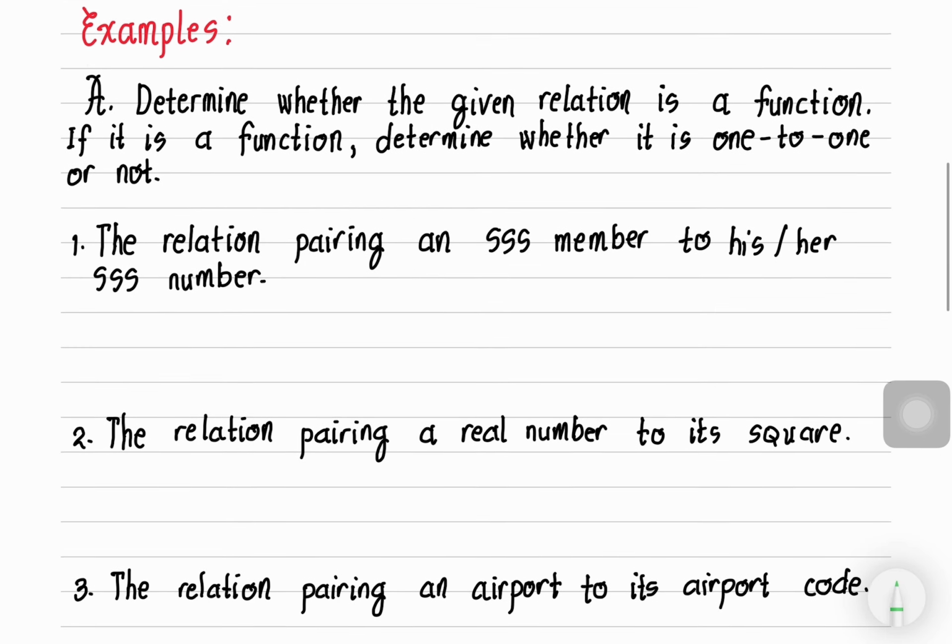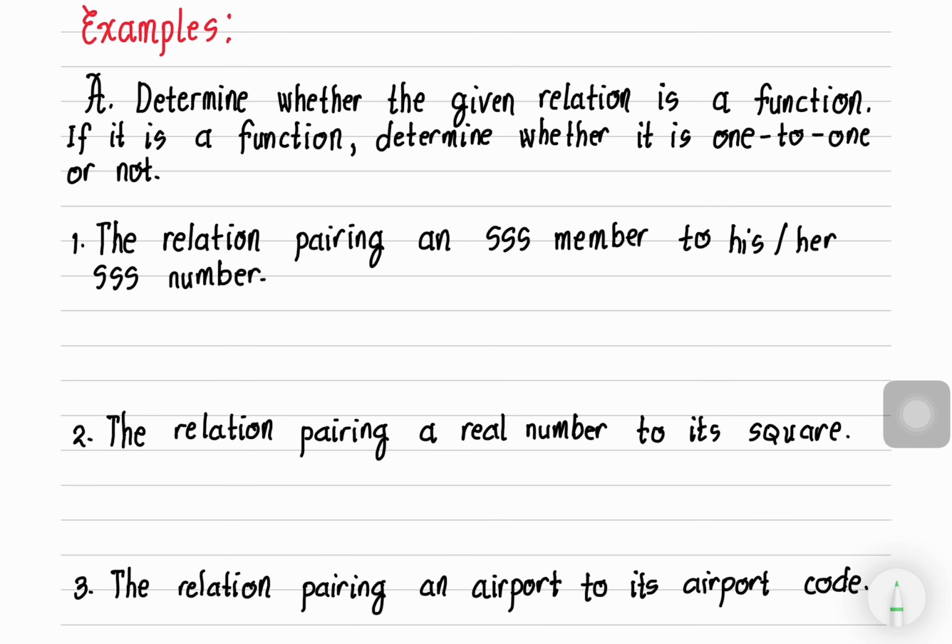So, let's have examples. For letter A, determine whether the given relation is a function. If it is a function, determine whether it is one-to-one or not. Number 1, the relation pairing an SSS member to his or her SSS number. Again, the relation pairing an SSS member to his or her SSS number.